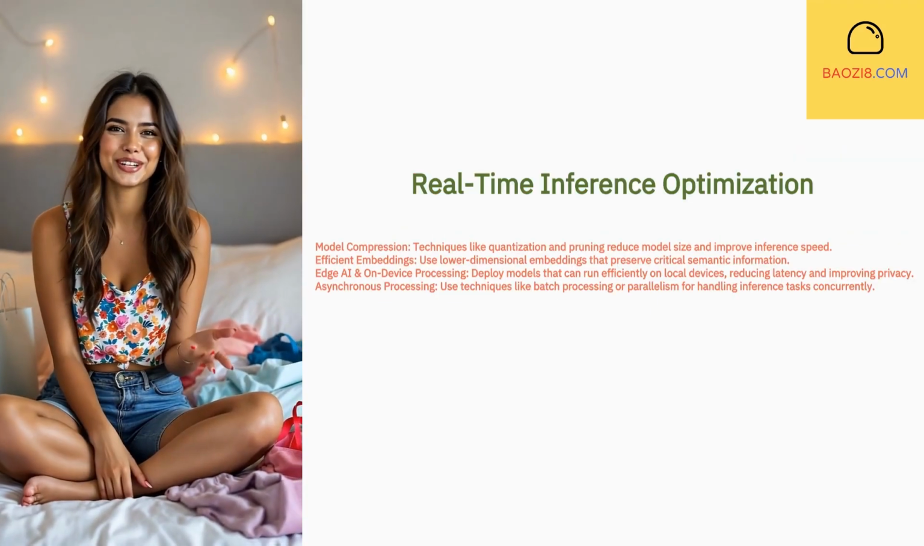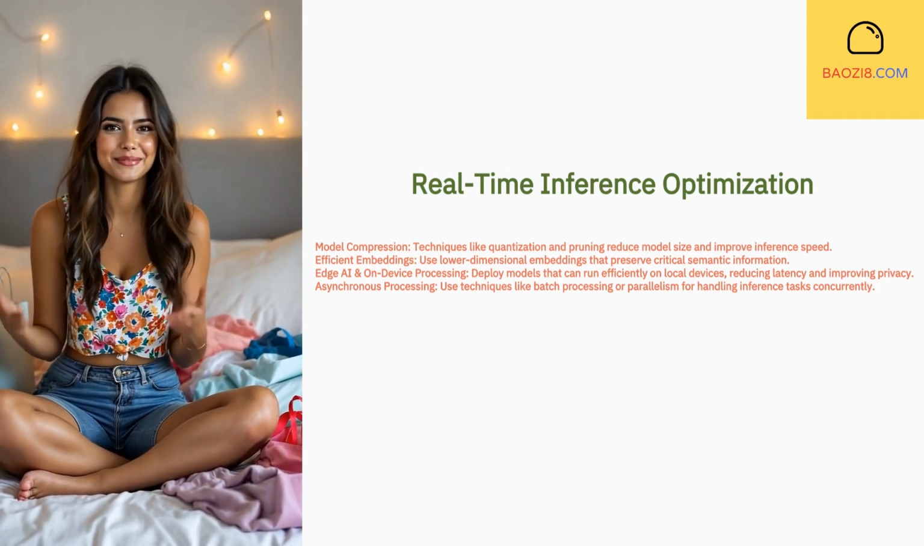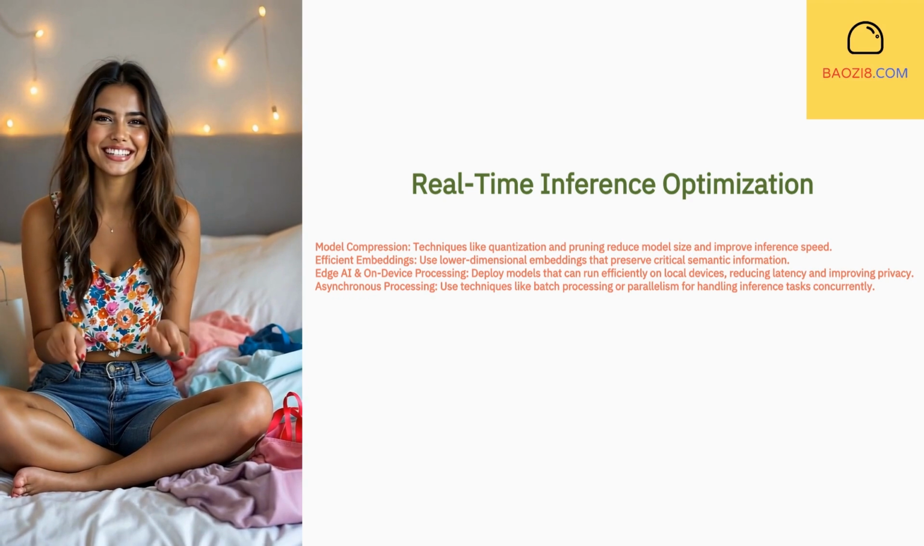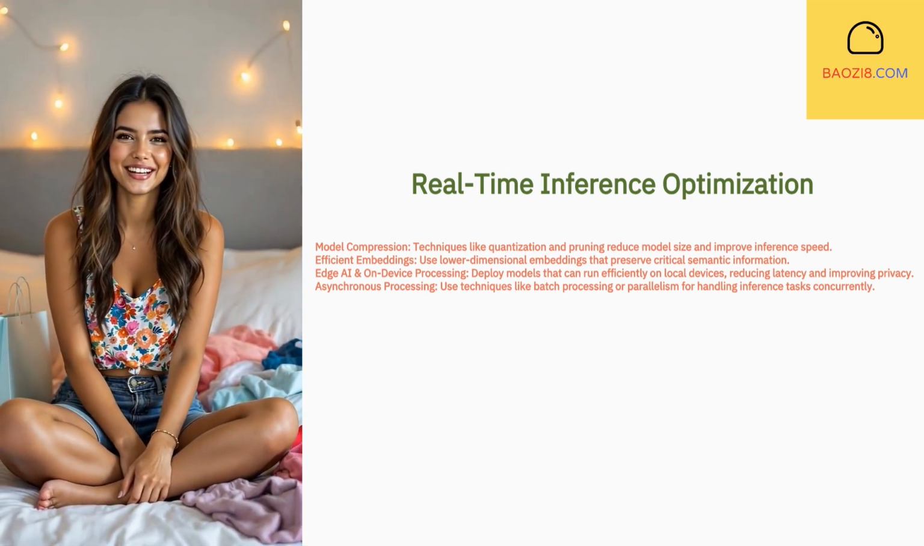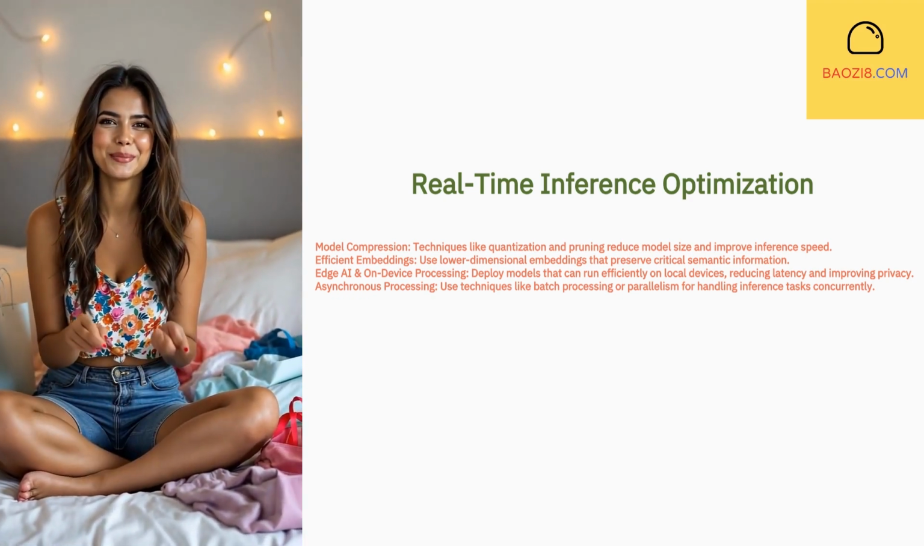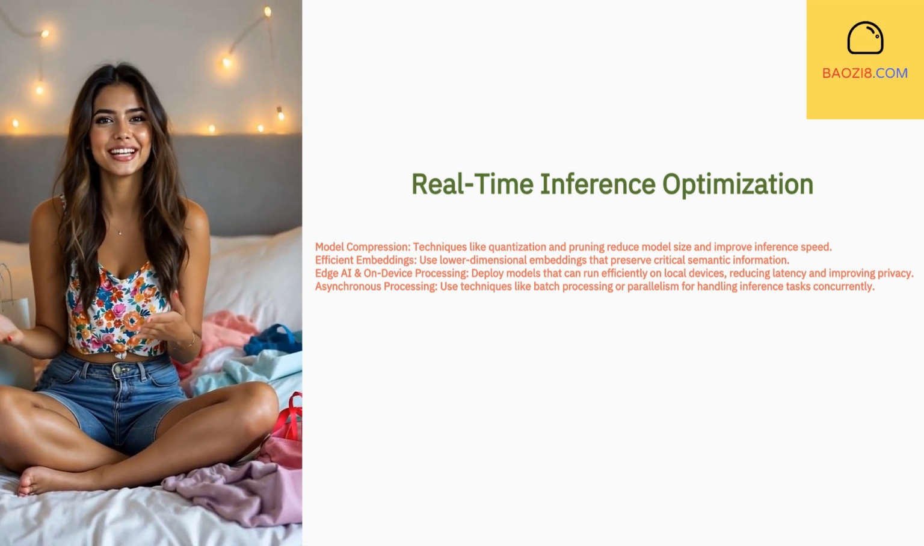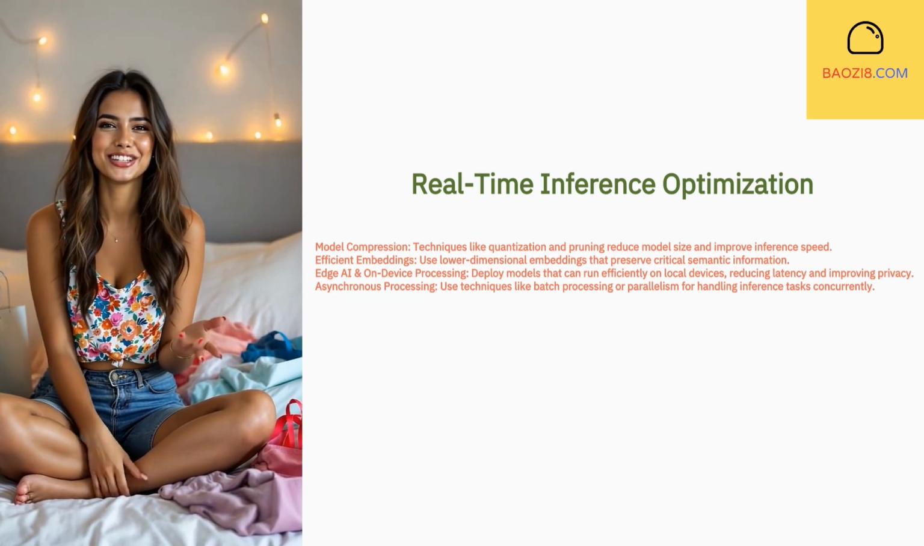For multimodal AI, real-time inference must balance accuracy and speed. Optimization techniques ensure that models run efficiently in production environments. Model compression techniques such as quantization, reducing precision of weights, and pruning, removing unnecessary model parameters, shrink model size while keeping performance intact. Efficient embeddings use lower dimensional vector representations of data, e.g. for images or audio, while maintaining essential semantic information.